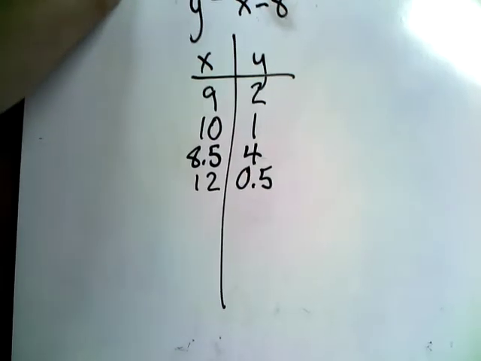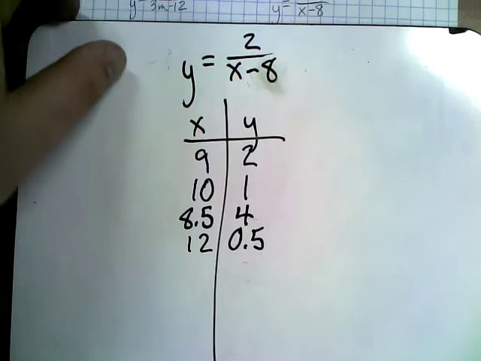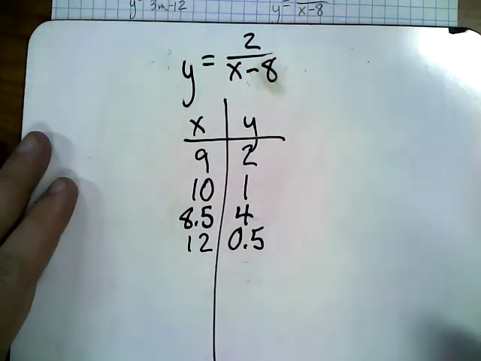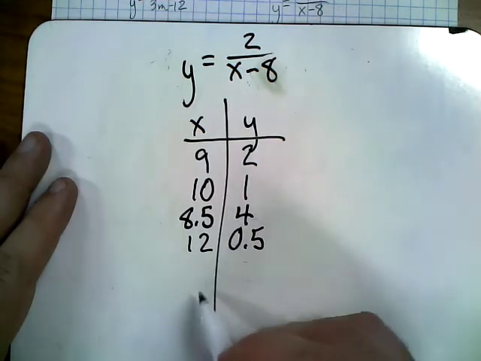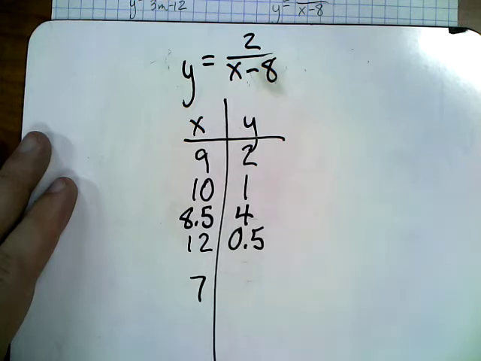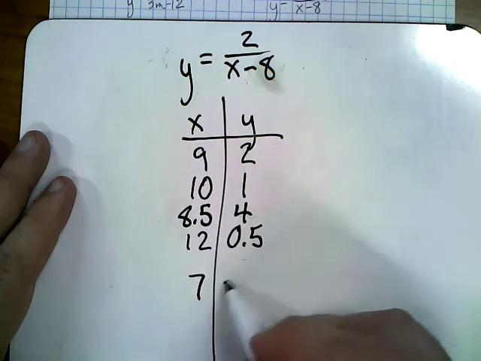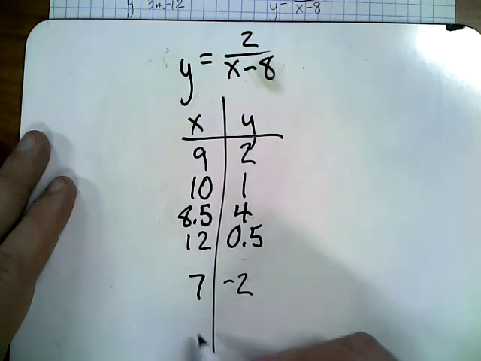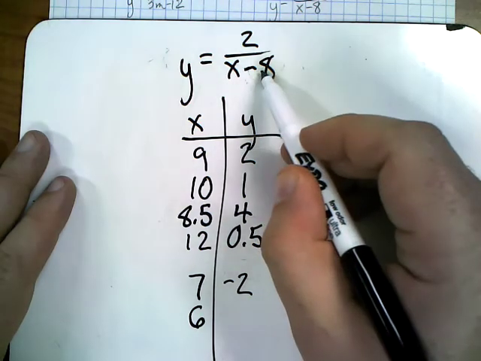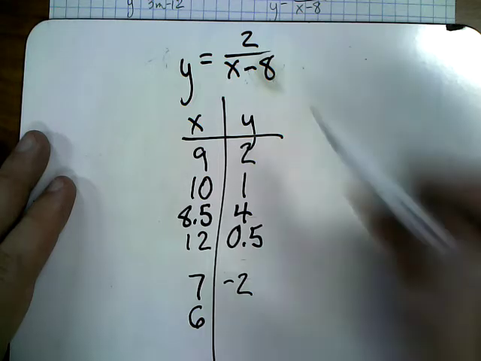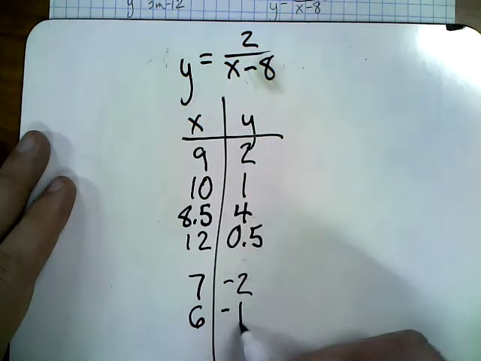Those are all going to the right of my asymptote at 8. Now we could go to the left some. I could go 1 unit to the left and go with 7, because 7 minus 8 would be negative 1. 2 divided by negative 1 would be negative 2. I could also go 2 to the left, so I would have 6. 6 minus 8 would be negative 2, and then 2 divided by negative 2 would be negative 1.